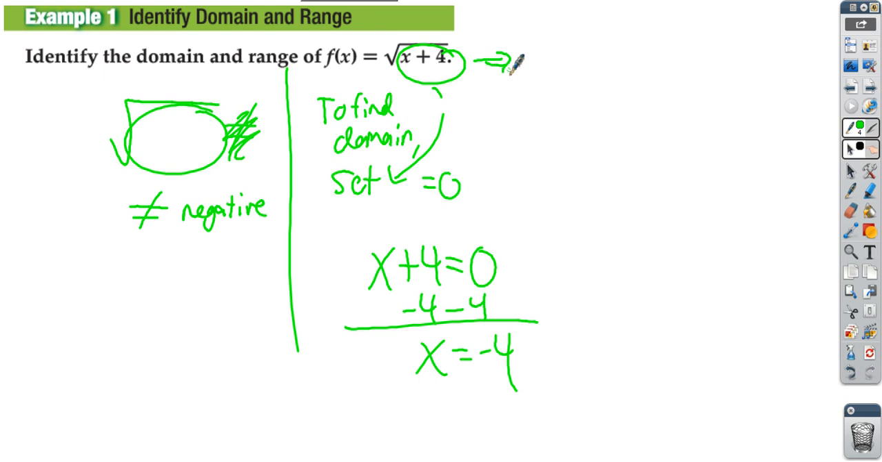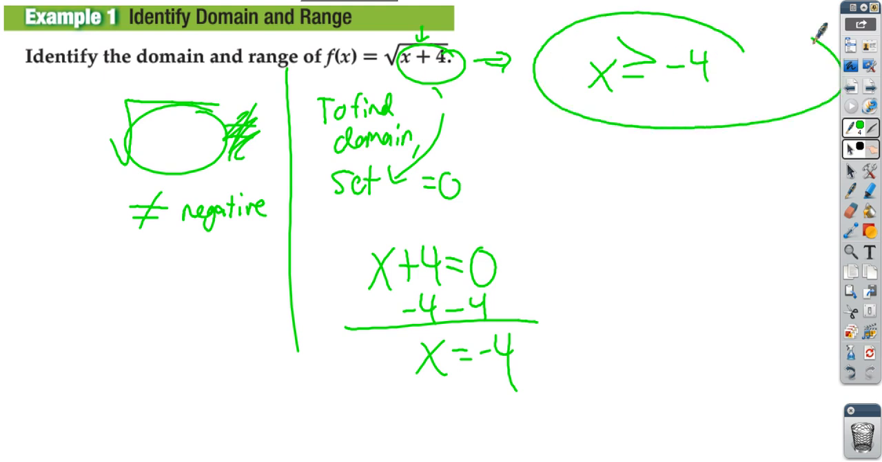So what does that mean? That means if x were less than negative 4, this thing right here would turn out to be negative. Like if you plugged in negative 5 right there, you get negative 5 plus 4, that's negative 1. You can't do that. So x has to be greater than or equal to negative 4. Why is that the domain? Because if x is anything less than negative 4, you'll get a negative underneath there.